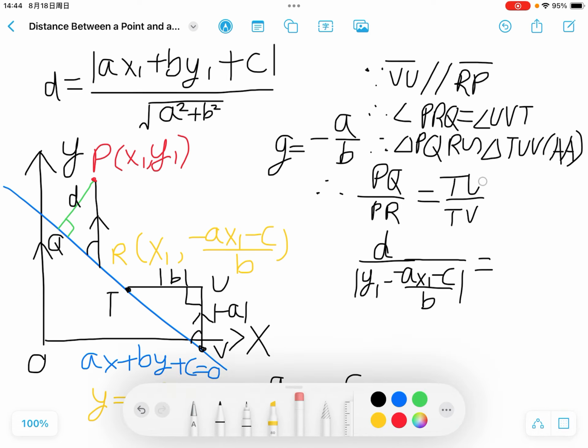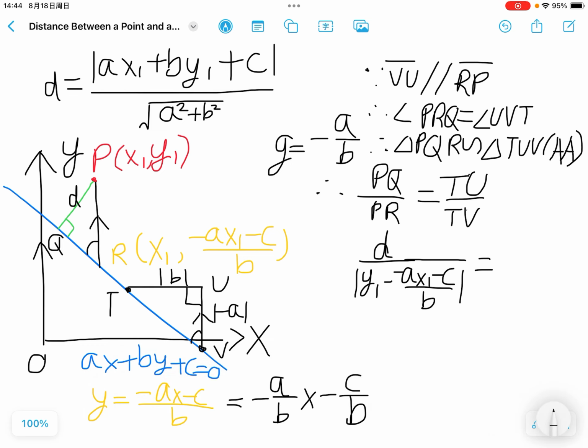So let me just make this clearer. This is TU over TV. Now what's TU? The length of TU is the absolute value of B. TV, if we use the Pythagorean theorem, if this is the absolute value of B and this is the absolute value of negative A, the resulting length would be root A squared plus B squared. Now we're starting to see something similar. These two are equal, so we're probably going in the right direction if we see some similar components between the formula and whatever we're working with.